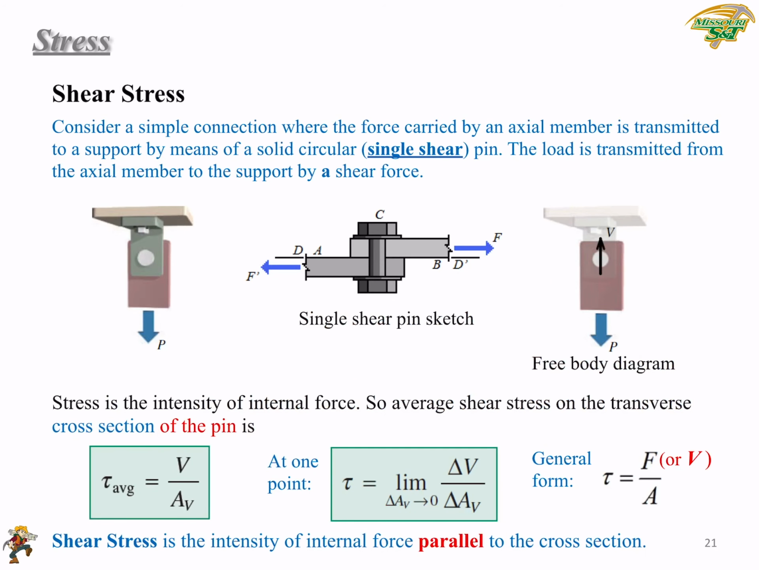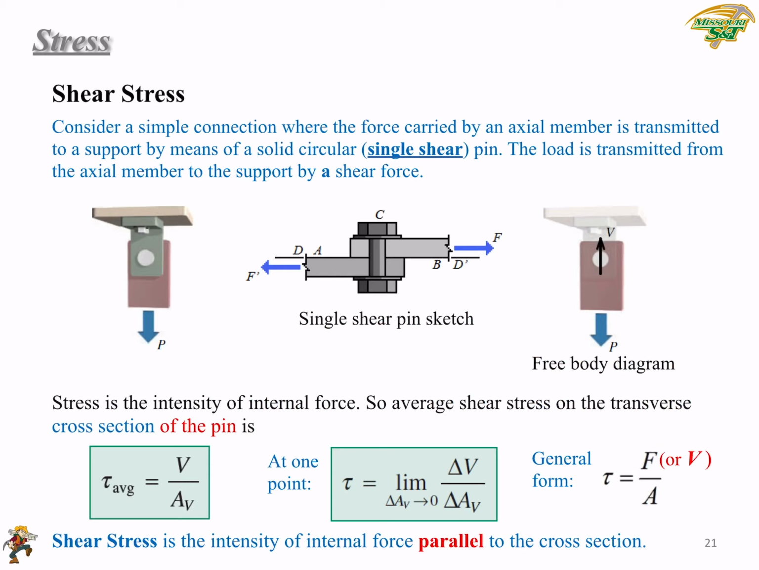Then the second type of stress is known as shear stress. Different from the normal stress, normal stress is the intensity of internal force perpendicular to the cross-section, but shear stress is the intensity of internal force parallel to the cross-section. So how could that happen?